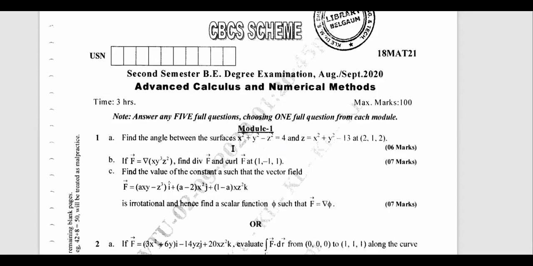Check. I think not exactly the same example. We have solved some other example, right? So I want you to write down this question, which is question number 1A. Right, all of you. Find the angle between the surfaces x square plus y square minus z square equal to 4 and z equal to x square plus y square minus 13 at 2, 1, 2.